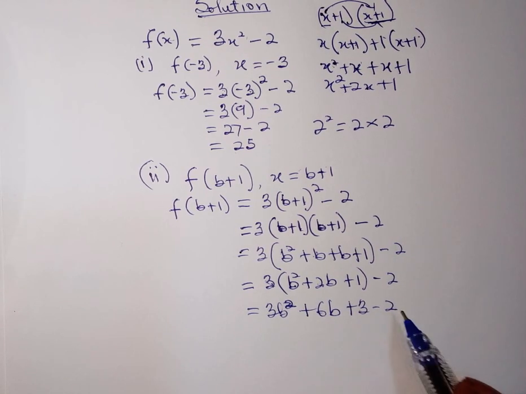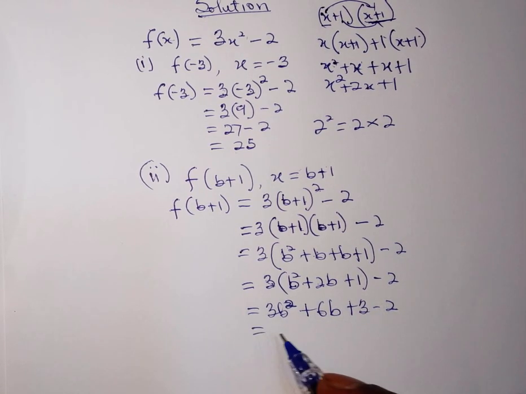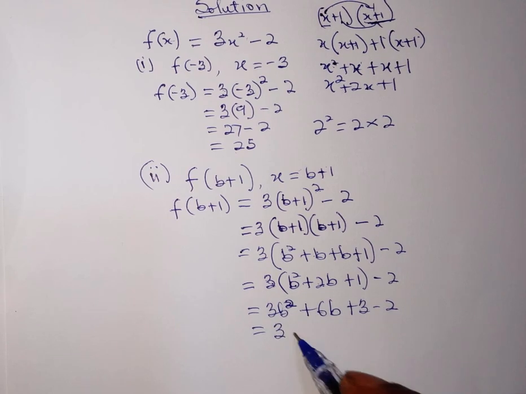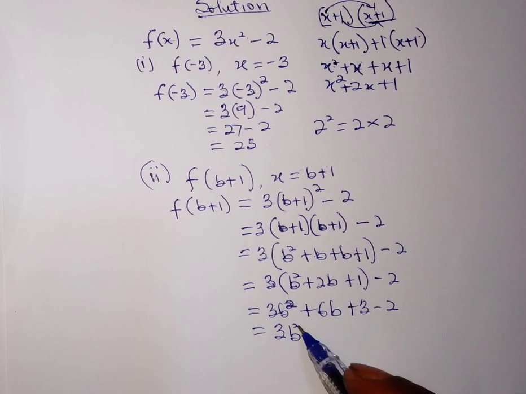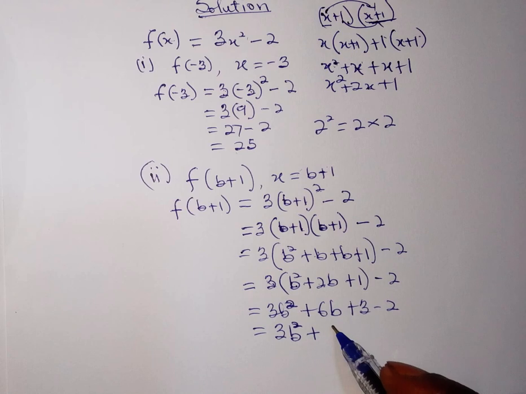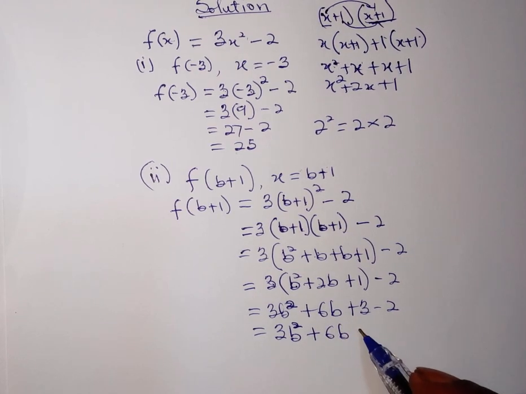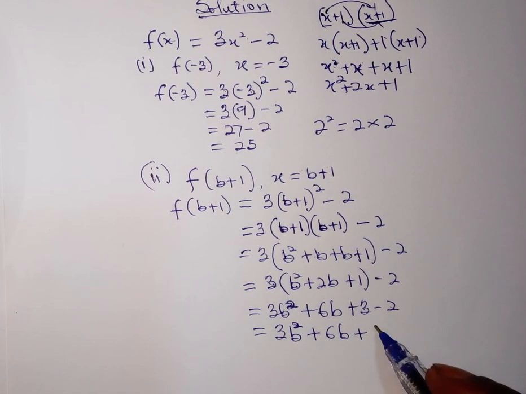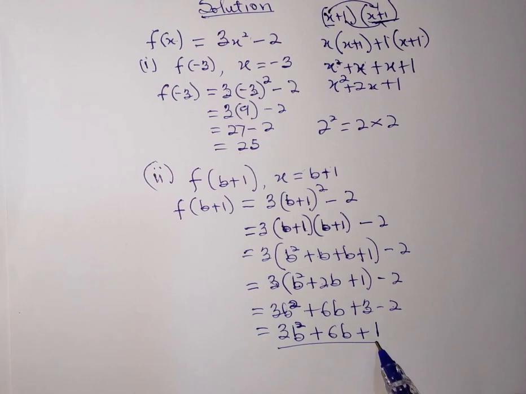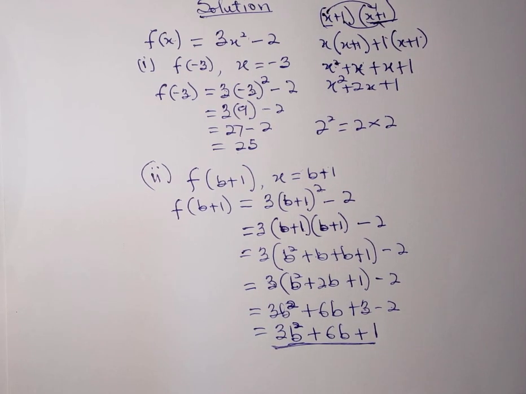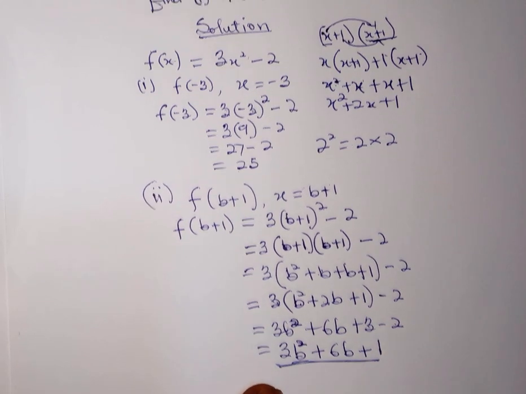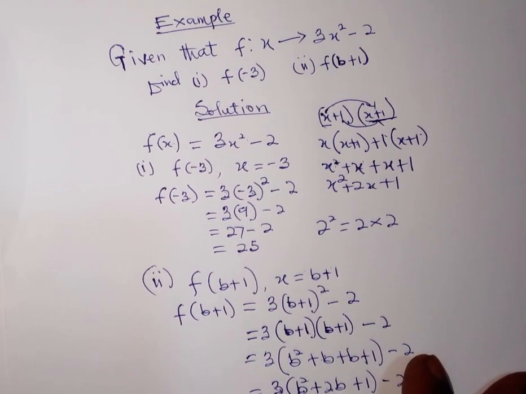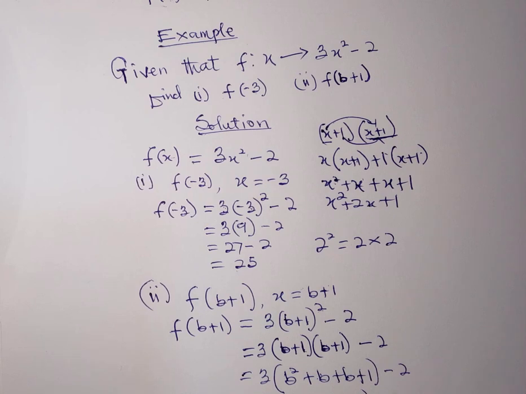Since this and that are also like, I can finally write my answer as 3b squared plus 6b plus what? This minus this gives me 1. And this gives our answer. Very simple, right? Great. So when we ask you to evaluate or find the values of this, that is what we mean. Okay, it's very simple. All right. Okay, so we shall end here and continue next time.